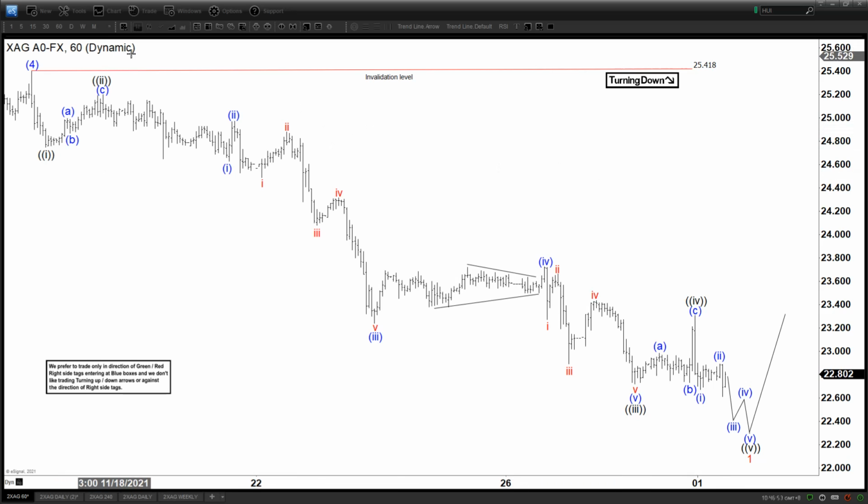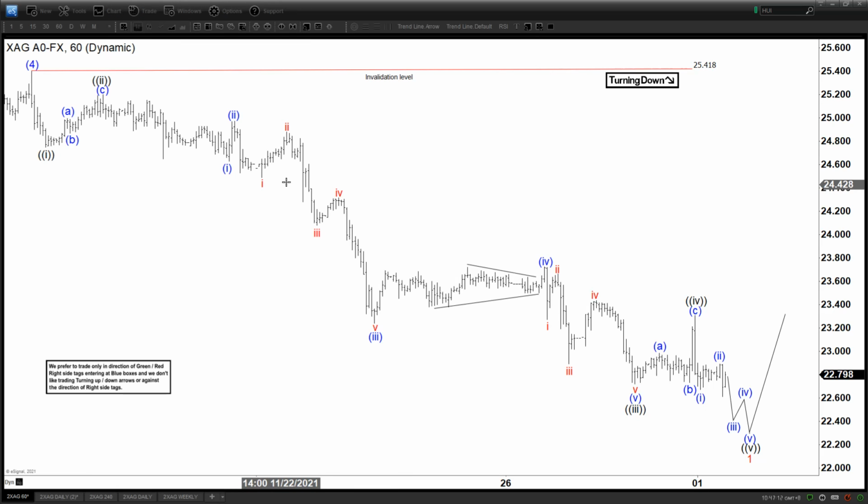And for today, we are going to give an update on silver. Okay, so it's a little bit complex, the structure, and we are also going to talk about the alternate as well.